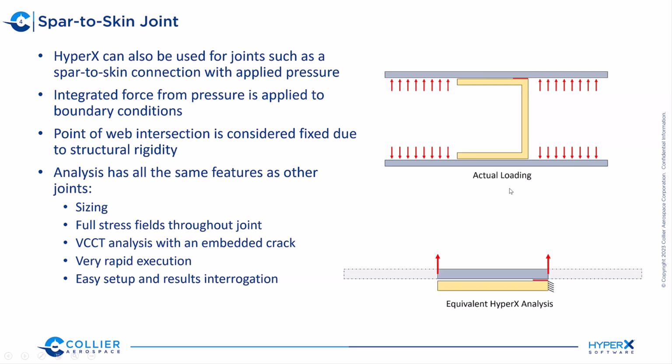So that basically looks like a translation from the actual loading here on top to the equivalent loading that HyperX considers. So we make some simplifications, but we basically just boil it down to the most important details and apply the analysis to HyperX, and we get all of the same features that we have for the structural joints where the loading is pulled out automatically. So that means sizing of the joint, the laminates, the thicknesses, geometry, all the stress fields that are predicted, the VCCT analysis, that energy-based fracture mechanics analysis with an embedded crack.